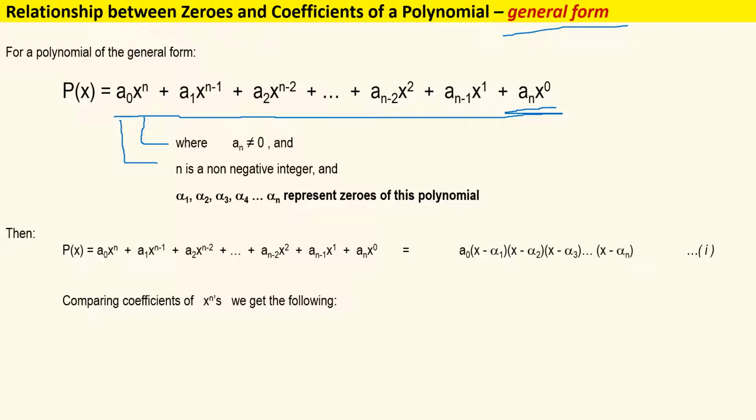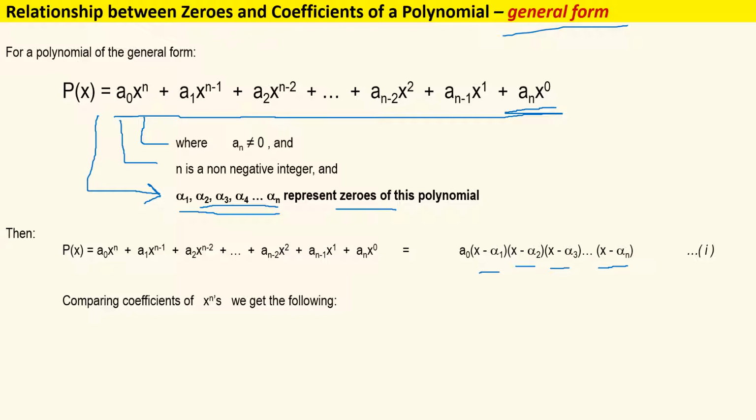We also know that a polynomial of degree n will have at the most n zeros. So let's represent those n zeros by letters alpha 1, alpha 2, alpha 3, alpha 4 and up to alpha n. Also, if alpha 1, alpha 2 and up to alpha n are the zeros of the polynomial, then x minus alpha 1, x minus alpha 2, x minus alpha 3 and so on up to x minus alpha n will be the factors of the given polynomial.